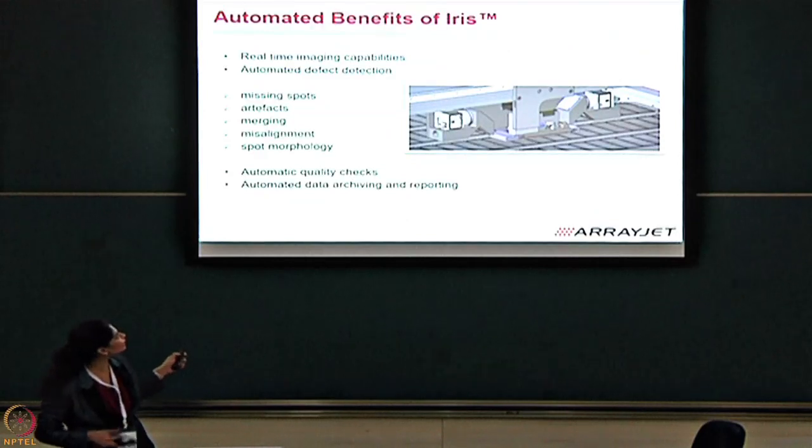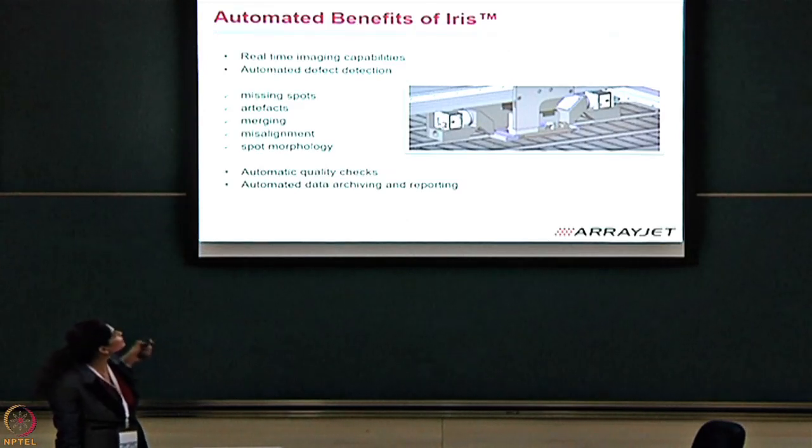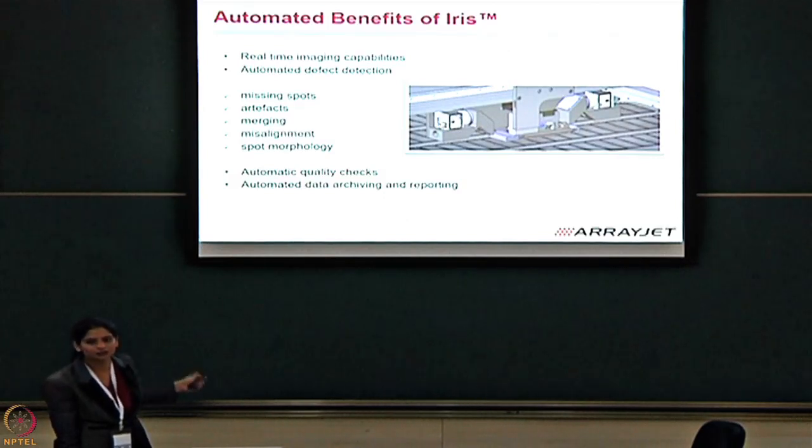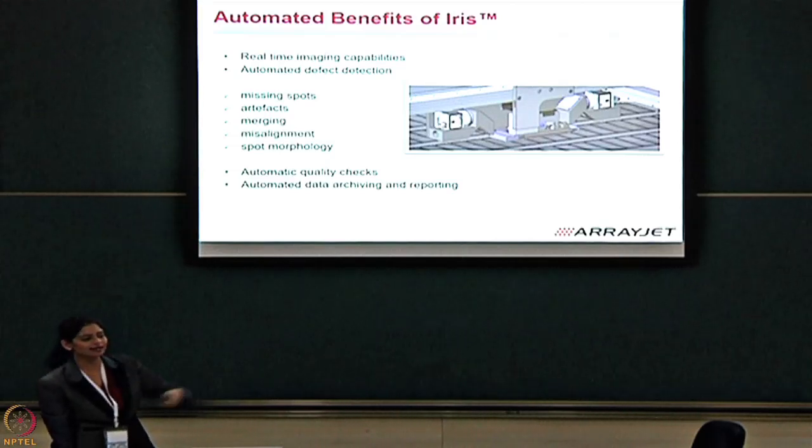So it's real-time imaging capabilities. It's automated defect detection, meaning missing spots, artifacts, merging, misalignment. All of that is completely quality controlled. So you don't feel that you have to go back and repeat something just because the first time you missed something. You always have the option to switch on the camera, and it'll tell you, it'll remember, it'll go back and print it, and that's it.